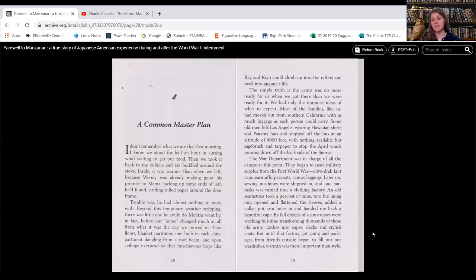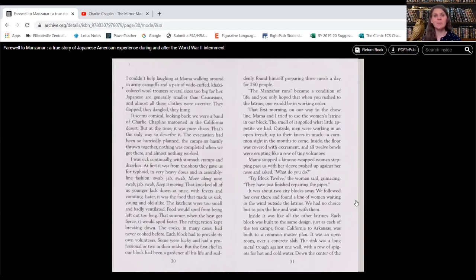By fall, dozens of seamstresses were working full-time, transforming thousands of these old army clothes into capes, slacks, and stylish coats. But until that factory got going and packages from friends outside began to fill out our wardrobes, warmth was more important than style. I couldn't help laughing at Mama walking around in army earmuffs and a pair of wide-cuffed khaki-colored wool trousers, several sizes too big for her. Japanese are generally smaller than Caucasians, and almost all these clothes were oversized. They flopped, they dangled, they hung.